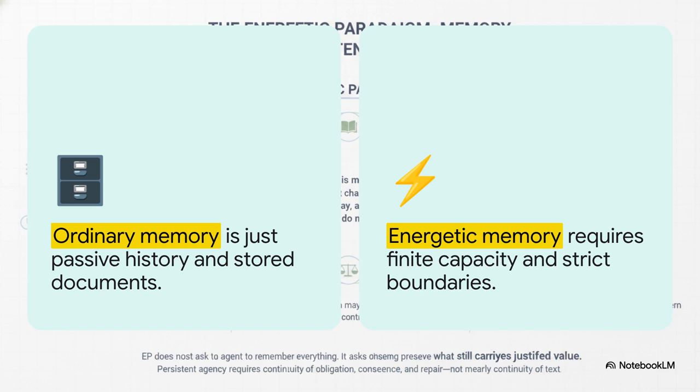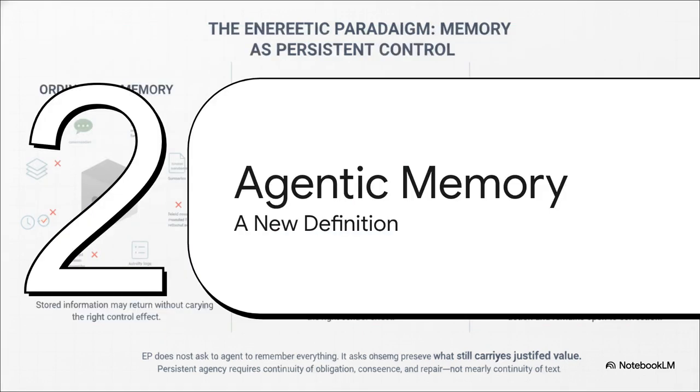Now, on the right, the energetic paradigm views memory entirely differently. In this framework, memory is a system with finite capacity, made up of persistent obligations, hard evidence, and strict action boundaries. For memory to be truly agentic, it actually has to govern what the agent is permitted, expected, and able to do next. Section 2. Redefining agentic memory. This stark contrast means we really have to redefine what it is we're asking of our memory systems when designing these agents.